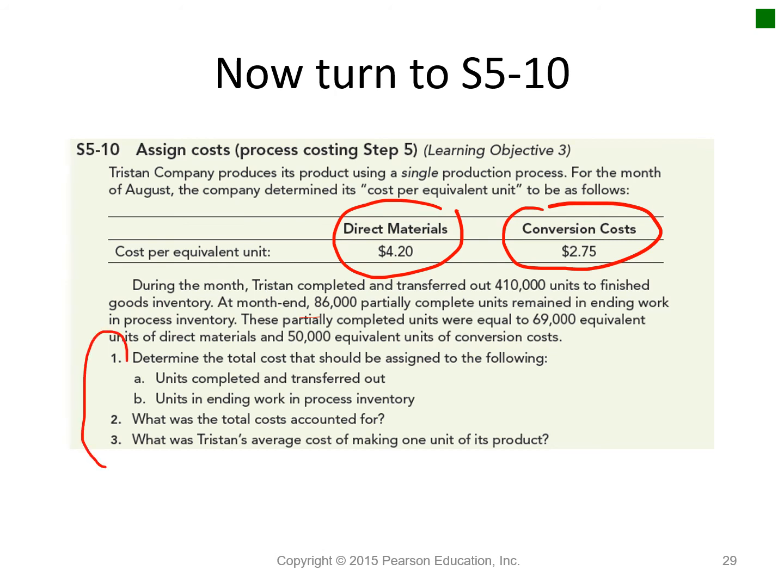So the requirements are right here. Number one, they want you to determine the total cost that should be assigned to the following: completed and transferred out and ending WIP. They want to know what's the total cost to account for, so we can figure that one out. And then they want to know what is the average cost of making one unit.